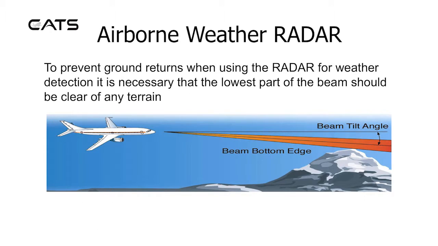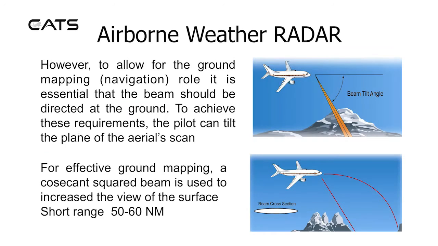To prevent ground returns when using the radar for weather detection, it is necessary that the lowest part of the beam should be clear of any terrain. However, to allow for ground mapping navigation role, it is essential that the beam should be directed at the ground. To achieve these requirements, the pilot can tilt the plane of the aerial scan.